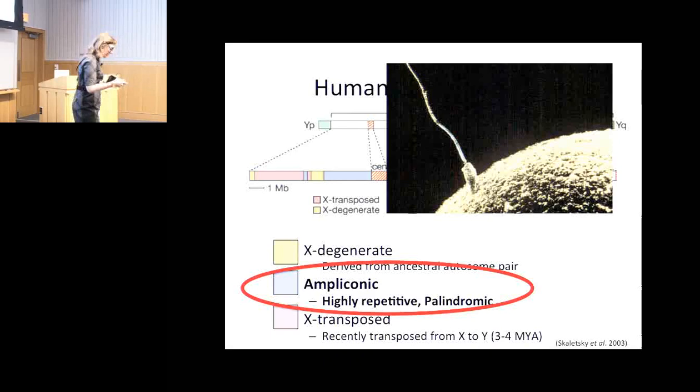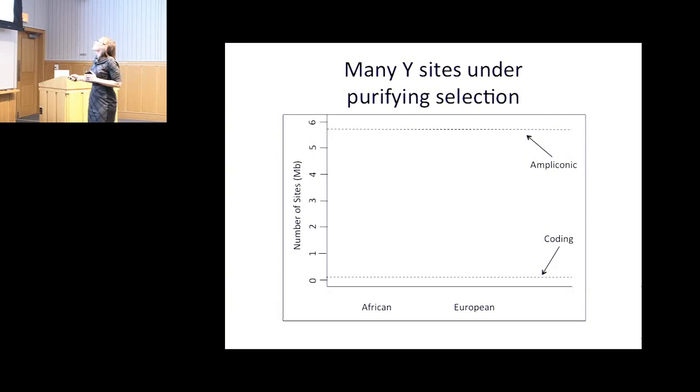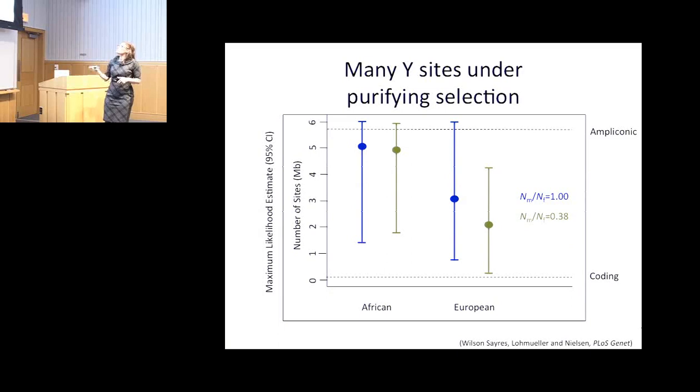So here, we're going to show you the maximum likelihood estimate of the number of sites acted on by purifying selection. Here's the number of coding regions. It's actually 5.6 megabases of ampliconic regions on the human Y chromosome. What we see is that for both Africans and Europeans, even with different demographic histories, the maximum likelihood estimate of the number of sites falls right nicely in between the number of coding sites and the number of ampliconic sites. And we did this both assuming equal success of males and females and a high variance in male reproductive success in both Africans and Europeans.